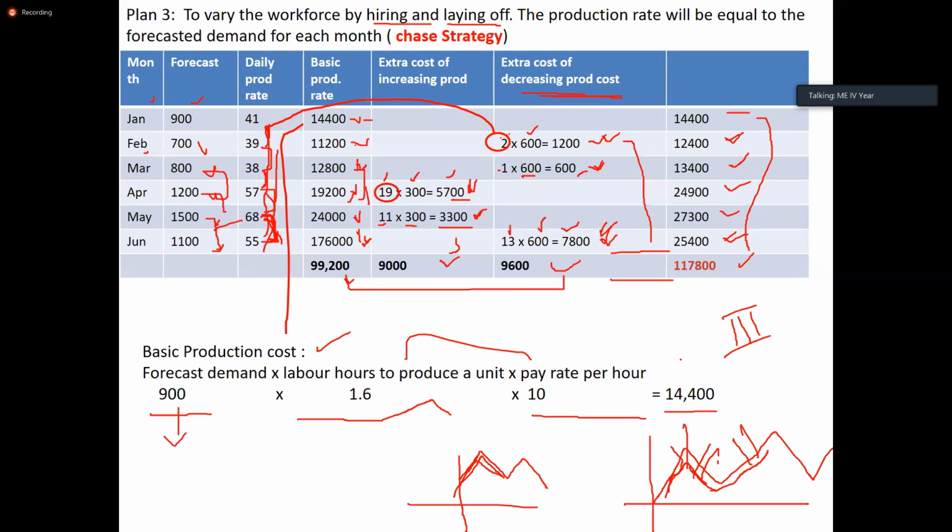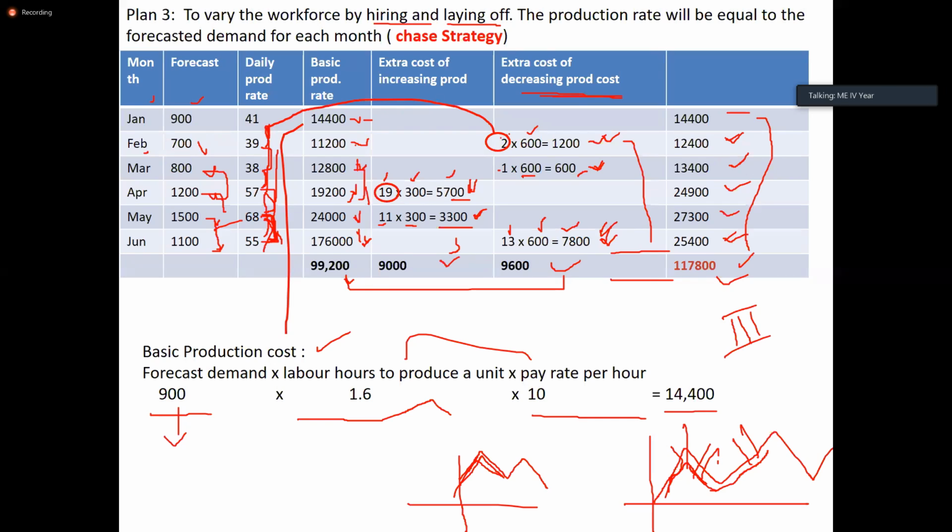Now you write this value also. Previously you wrote two values: one from the level strategy, that is plan 1. Plan 2 is your subcontracting plan, in which you got some value. And this third value is your chase strategy value, which comes based upon the demand. You hired and fired employees and chased that demand, so you found this value.